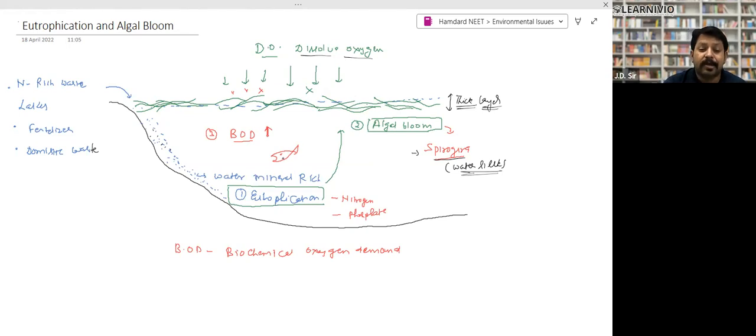Now what will happen? These animals and the bacteria which are degrading these organic compounds will increase the demand of oxygen. Now the demand increases and supply decreases. So what will happen? Because of the scarcity of oxygen, these animals will start dying. So the increase in the demand of oxygen is called BOD. Please note it down.